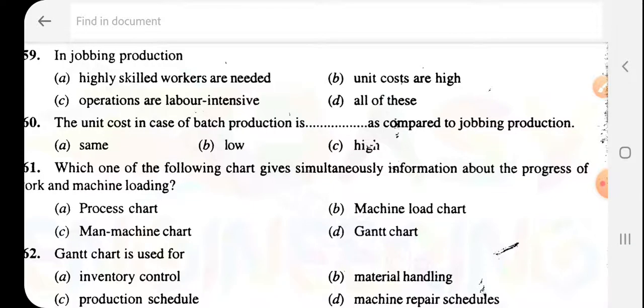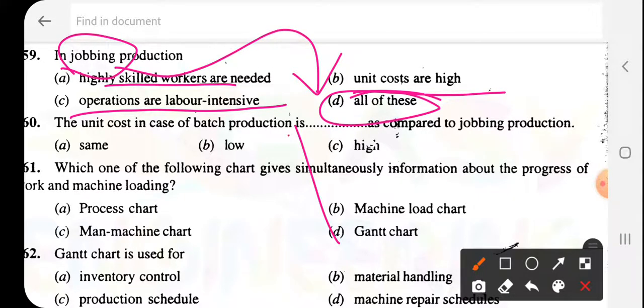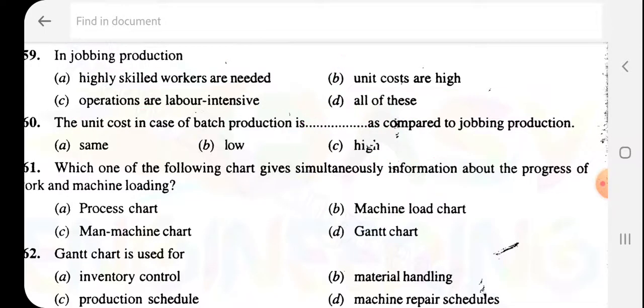In a jobbing production, 159 is D. Highly skilled workers are needed, because in job production only a particular job will be done. Unit costs are high because only a particular job will be done. Operations are labor intensive. Okay, you understand now? So jobbing production means only one type of job will be done. Like we did, suppose, the Statue of Unity, Sardar Vallabhbhai Patel, and there skilled workers are needed and high cost, because we are not manufacturing tens or thousands of units here. That's why, and operations are labor intensive here also.